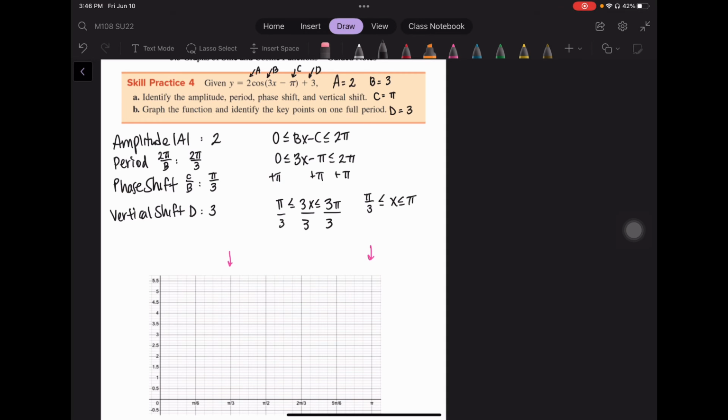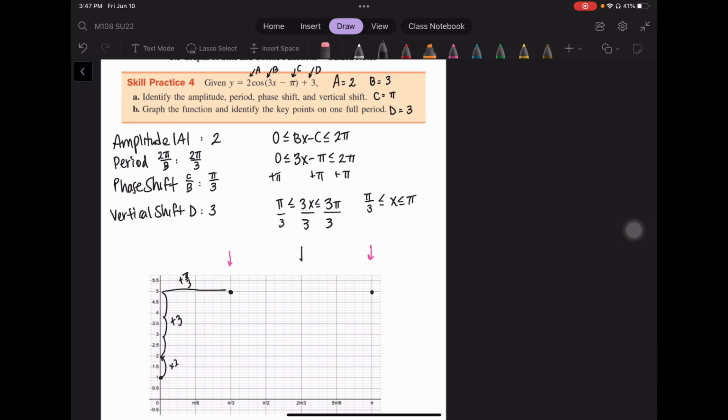Our normal cosine point of 0, 1 is stretched by a factor of 2, so it is going to become a 2. It is then shifted up 3 and shifted to the right pi over 3. That means that my cycle begins and ends at y equals 5. So I have a point pi over 3, 5, and pi, 5.